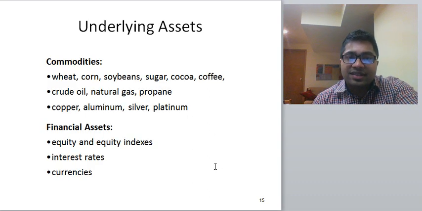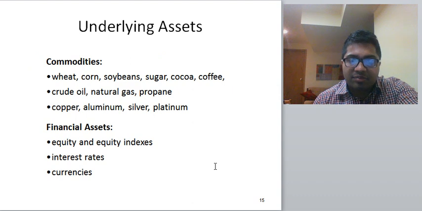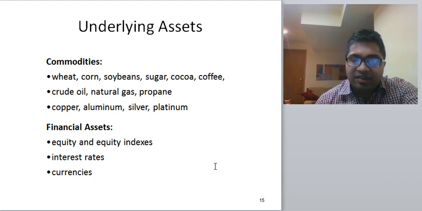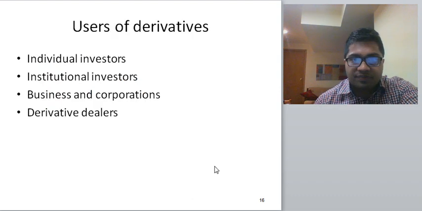Now underlying assets can be anything. It can be commodities like wheat, corn, soybean, sugar, cocoa, coffee, crude oil, natural gas, propane, copper, aluminium, silver, platinum. Major volumes are there for oil. Financial assets can be equity stocks as well as equity indexes. More volume for equity indexes vis-a-vis stocks. They can be interest rates or they can be currencies.